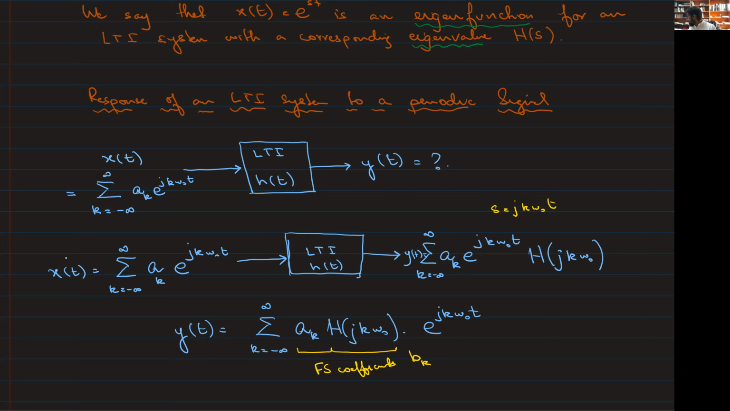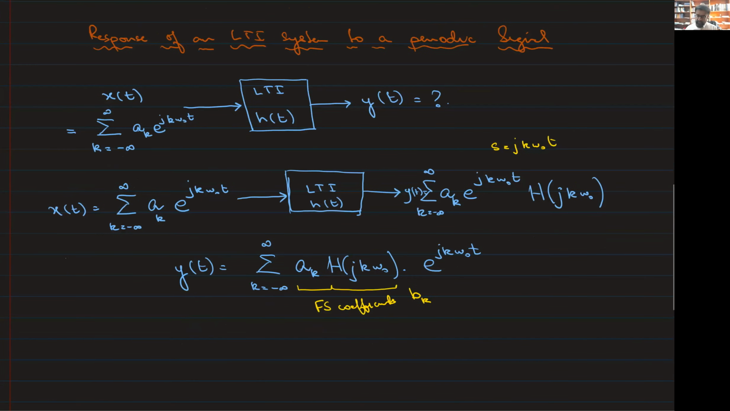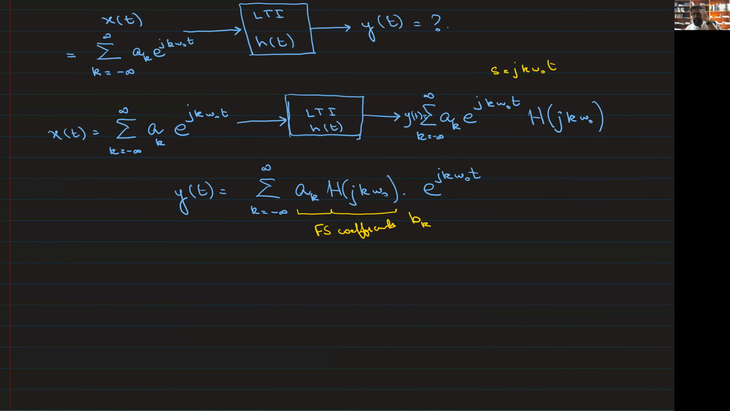Right. Now, given this fact that y of t is actually equal to a summation where this ak is multiplied by h of jk omega naught, this opens up room for design problems, right? Where we say, if there's a particular kind of input, and from that particular type of input, we want a specific type of output, the question is, can we design the LTI system in such a fashion that lets us get the desired output, right? So that's a design question.